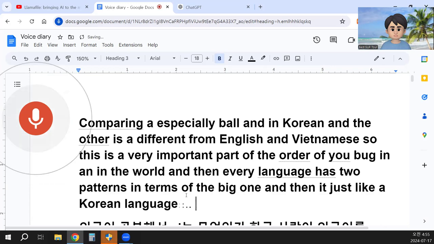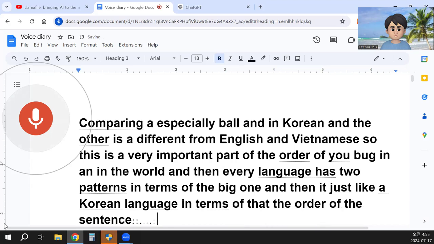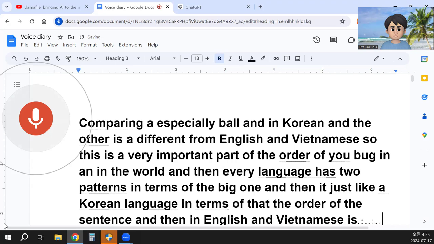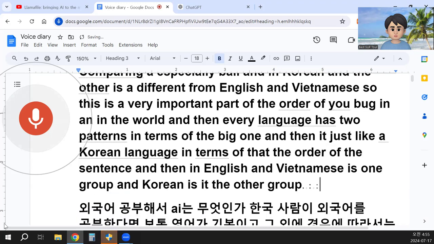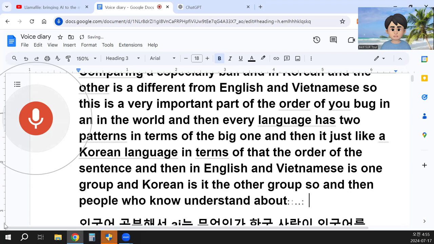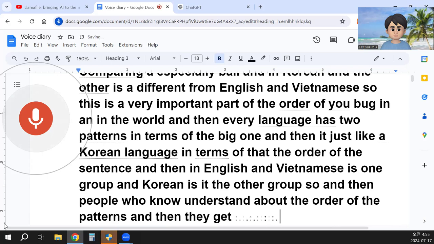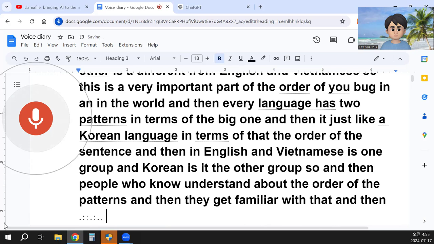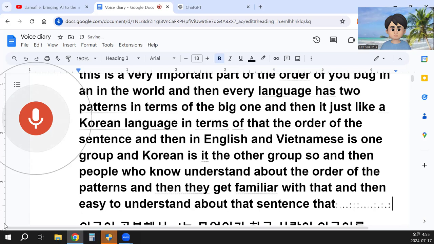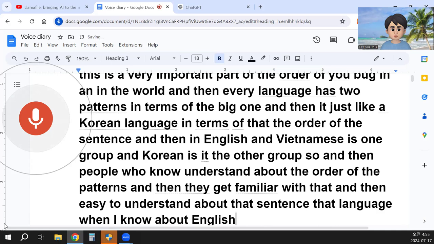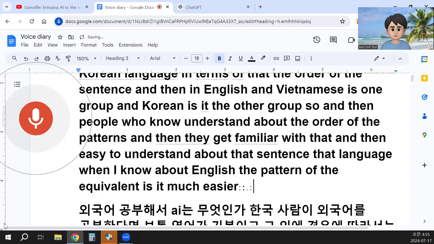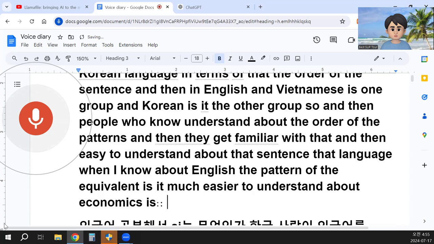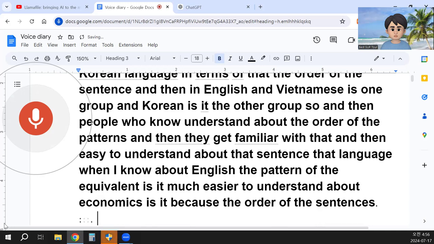So we know about that, and the expression is a very easy way to understand. In terms of the order of the sentence, English and Vietnamese are one group, and Korean is the other group. People who understand the order of the patterns get familiar with it, and it is easy to understand that language. When I know English, the grammar pattern is much easier to understand in Vietnamese, because the order of the sentences is almost the same pattern in English and Vietnamese.